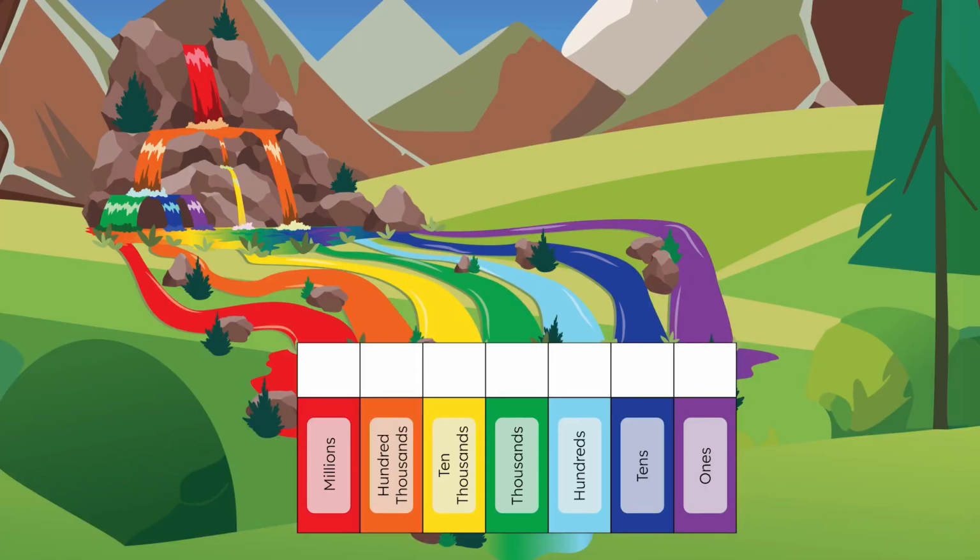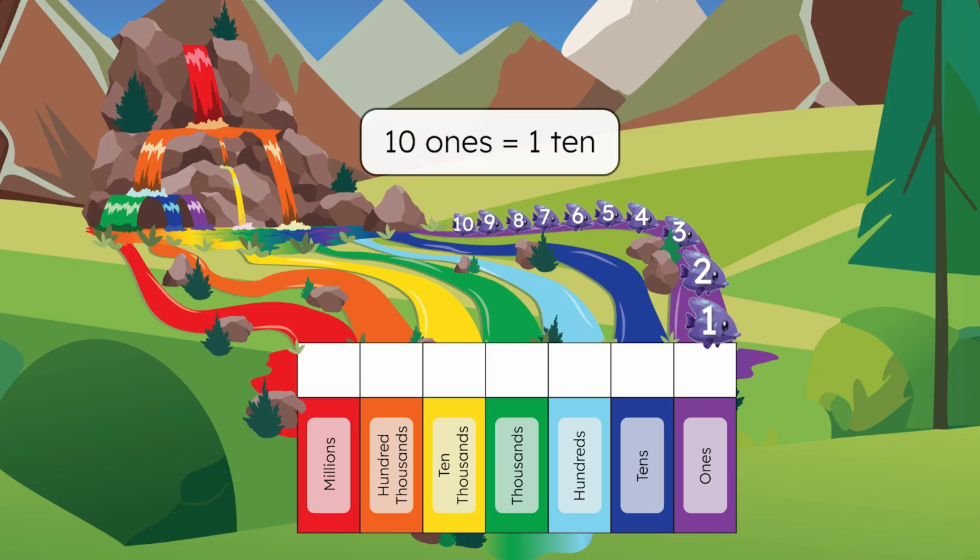Let's take a closer look at how the value of digits compare when they change place value position. We're going to follow the digit 1 as it flows through the place values in the rainbow waterfalls. This little fish is in the ones place and has a value of 1. Ooh, here comes some more. 2, 3, 4, 8, 9, 10. Looks a bit crowded with 10 in there though. How can we help them out? Yeah, let's regroup. 10 ones is the same as 1 ten.